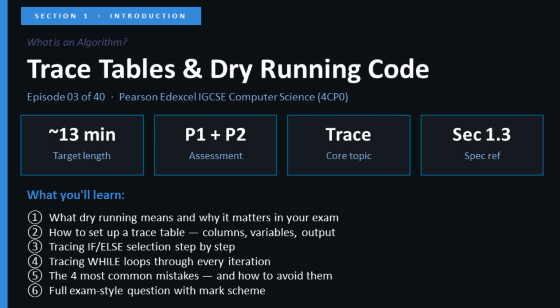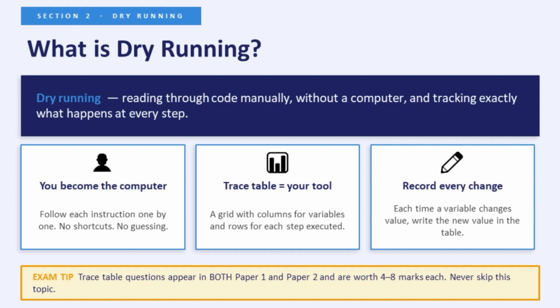Number 5, the 4 most common mistakes that examiners report every year and exactly how to avoid them. Number 6, a full exam-style question with a complete mark scheme so you can check your own work. By the end of this episode, trace tables will never scare you again. Let's start from the beginning.